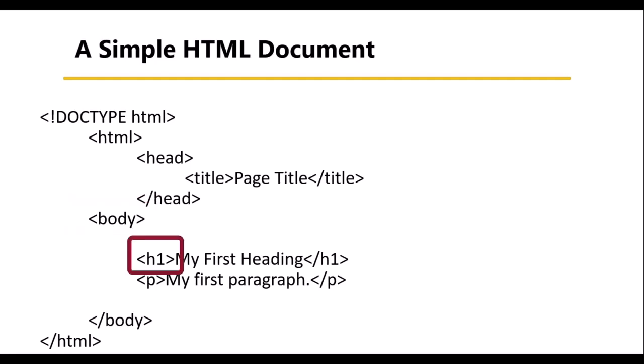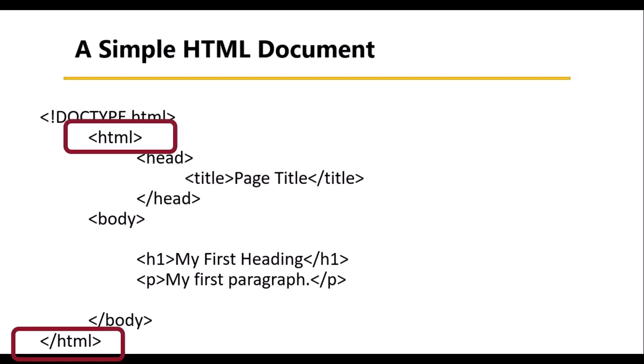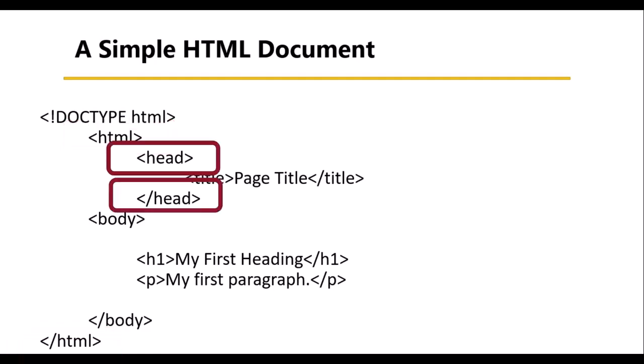And the sixth one is h1. The h1 element defines a large heading. There are six types of headings: h1, h2, h3 to h6. And the last element is the p element. The p element defines a paragraph. Every single paragraph that you can see inside a web page is written inside this p tag. As you can see, every element has an opening tag and a closing tag. The html has an opening tag and closing tag. The head has the same, and so do the title, body, h1, and p.